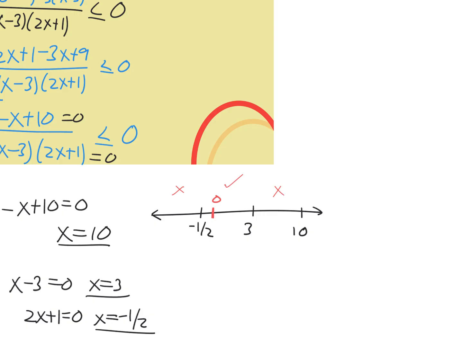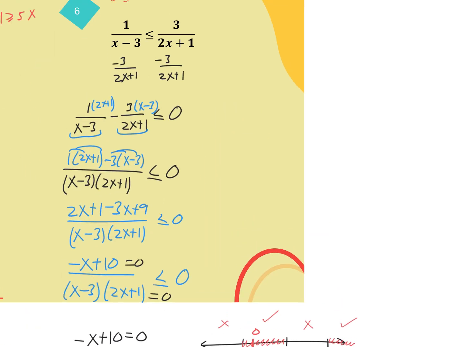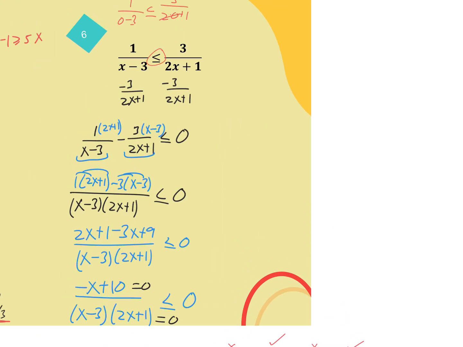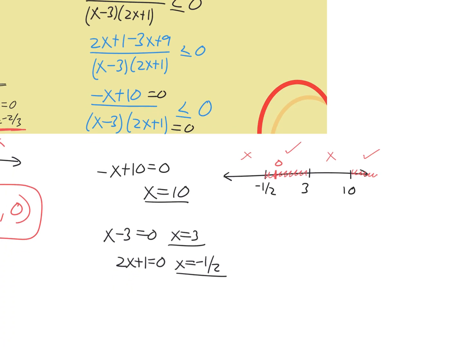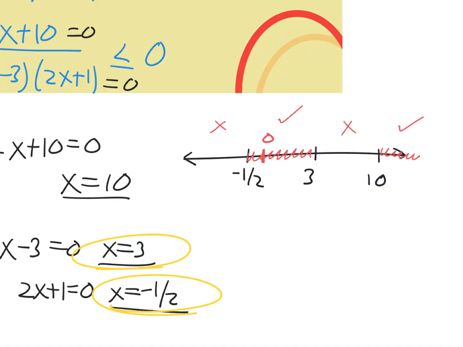So that means this entire section with the 0 is going to work. The ones right beside it are not, and the one at the very end is going to work. So I'm going to shade all where I have valid answers. All right, and because this had a less than or equal to, I'm going to have closed circles, but remember, there are 2 values here that are going to make the denominator equal to 0, right? And those are 3 and negative 1/2. So I'm really going to put open circles on those, right? So this and this. 10 is valid. It was on top, so that one does work.